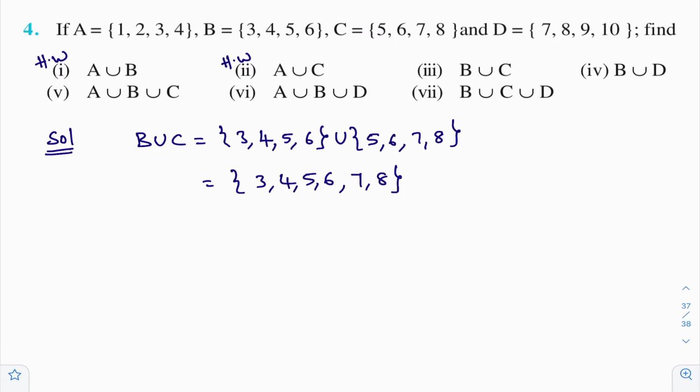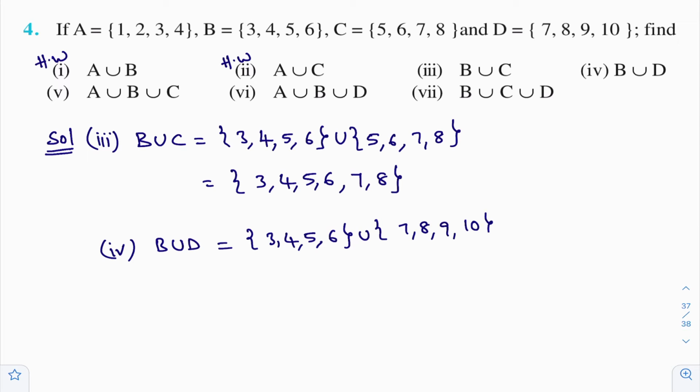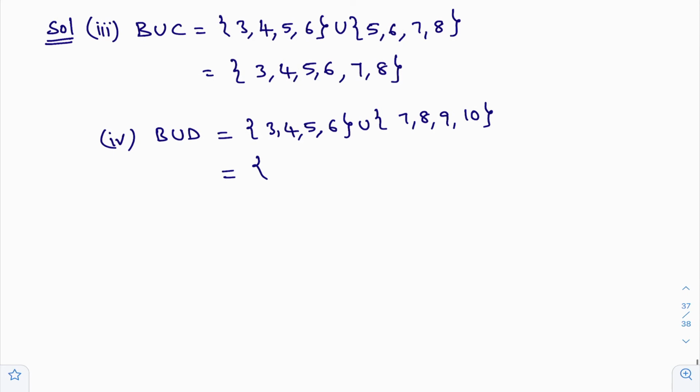I want to do B union D also. This is the third bit. Third bit is over. Now, fourth bit. What is the fourth bit? The fourth bit is B union D. Set B, what is set B? Set B is 3, 4, 5, 6. Union. What is set D? Set D is 7, 8, 9, 10. What you want to calculate is B union D. Very simple.